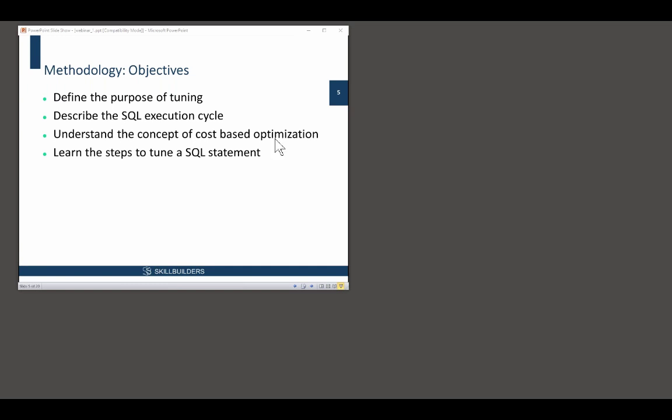Then the concept of cost-based optimization. How is Oracle making its decisions about how to run the statements? And that leads naturally to the final step of this chapter, the simple methodology for how to tune the SQL statements, which the rest of the course expands.